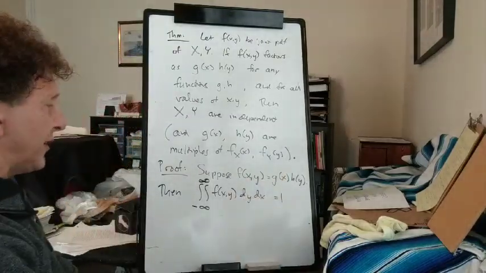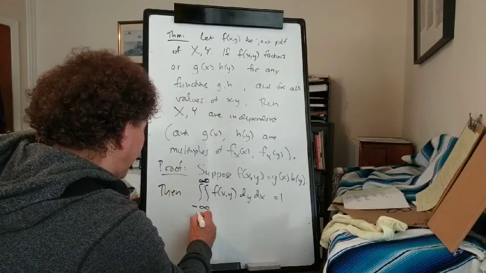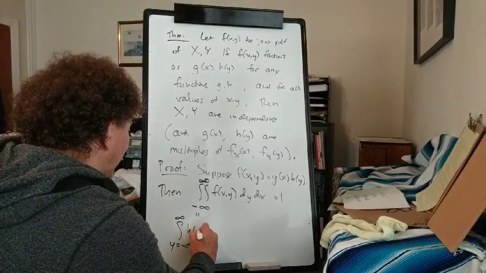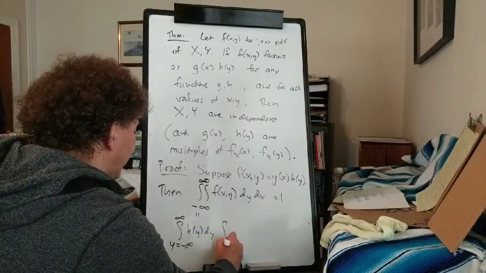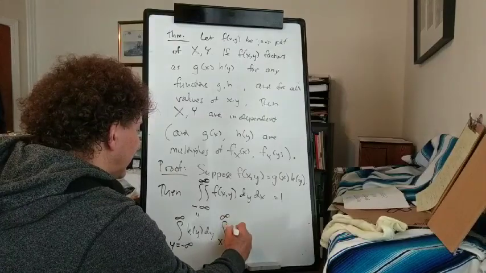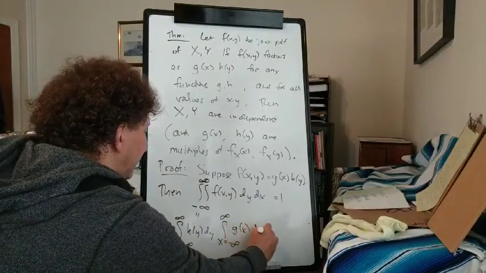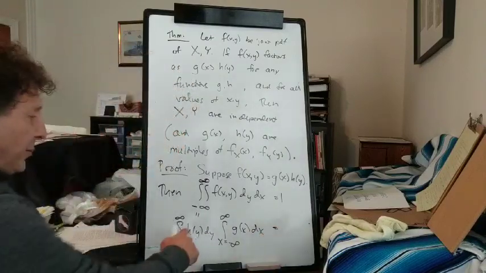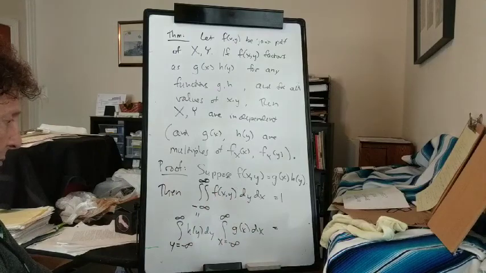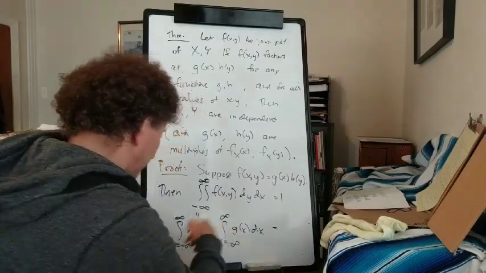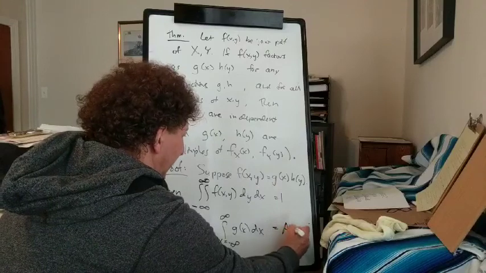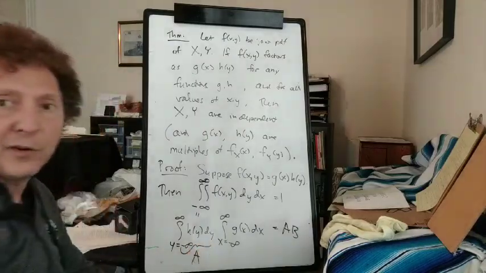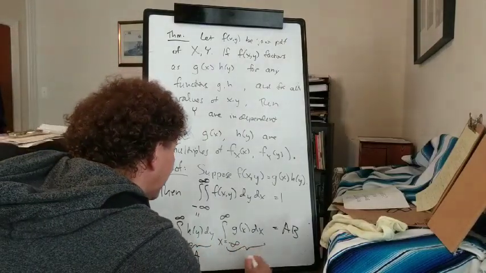But this factors as g of x times h of y, so we can rewrite this as the integral as y goes from negative infinity to infinity of h of y dy times the integral as x goes from negative infinity to infinity of g of x dx. And this is a product of numbers that equals 1. They're both positive numbers. So let's write this as a, b. This integral here is a, and let's say b is this integral here.